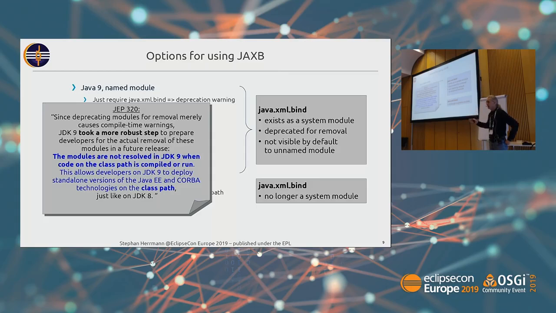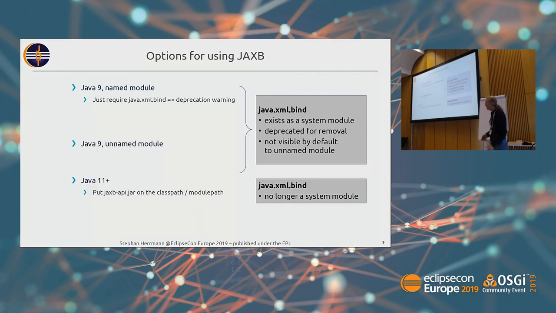The bottom line is they thought deprecation is maybe too weak. We should actually push people a little harder. And so when speaking about code in the unnamed module, they simply hide a whole bunch of modules so that they are not visible by default. So the idea is that you're immediately moving to putting that thing onto your class path and be done. But there's a little backdoor.